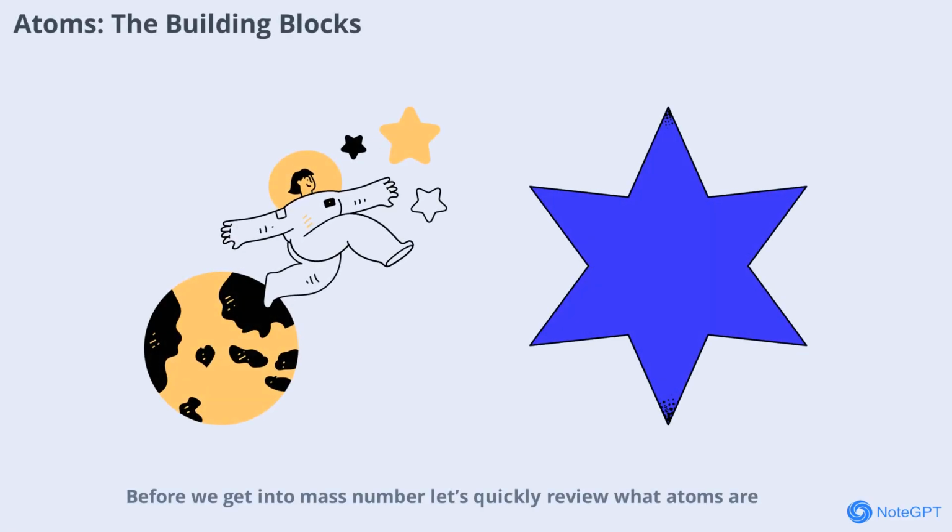Before we get into mass number, let's quickly review what atoms are. Atoms are the basic units of matter making up everything around us. Each atom consists of a nucleus at its center, surrounded by a cloud of electrons. The nucleus itself contains two types of particles, protons and neutrons. These tiny particles are crucial for understanding mass number, so keep them in mind as we move forward.